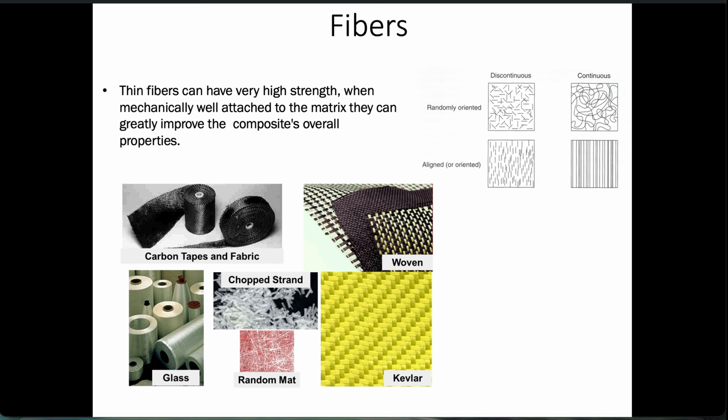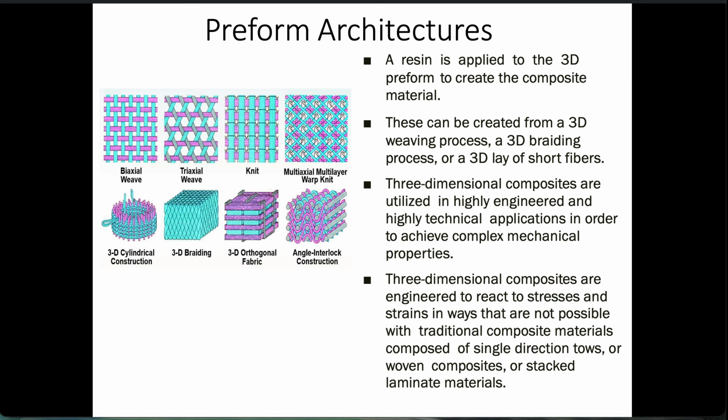Composites are made of two things: fibers and resin. We need to understand the fibers a little better. The fibers can have very high strength when they are attached to the matrix. We have different types of fibers. As I said, we can have glass fibers and carbon fibers. The patterns we can make with these fibers are different. We can have a biaxial weave, triaxial weave, knits, or different types of layering.